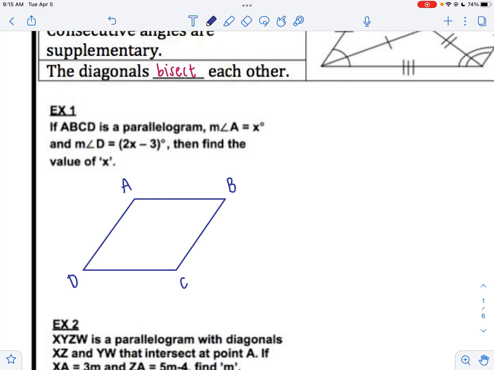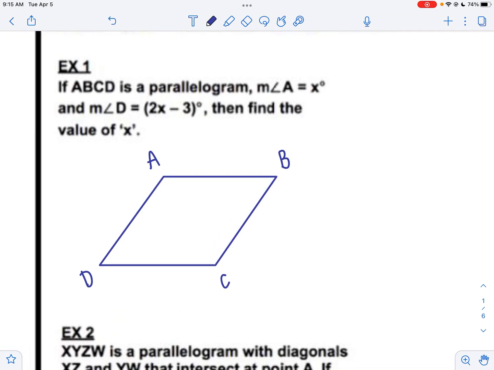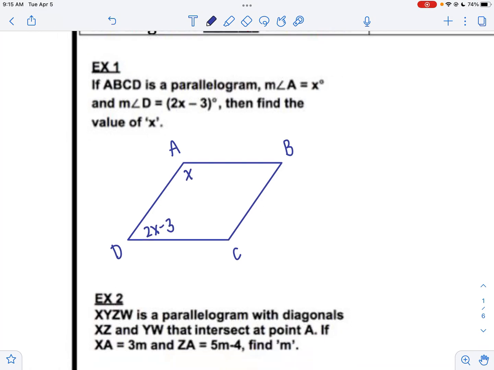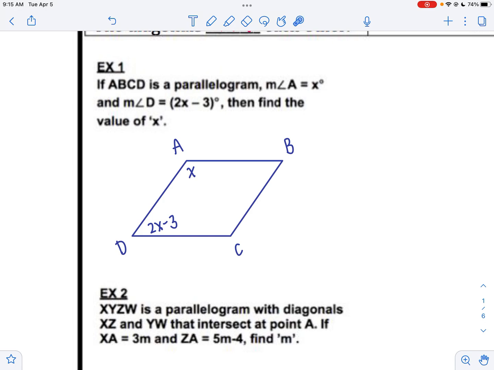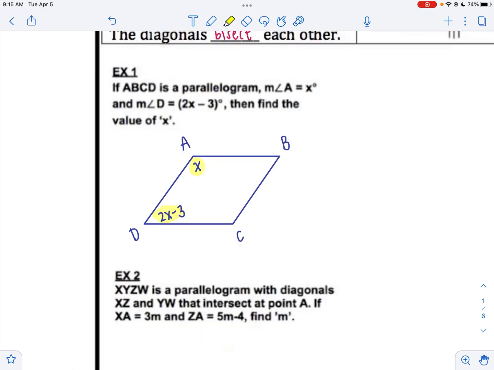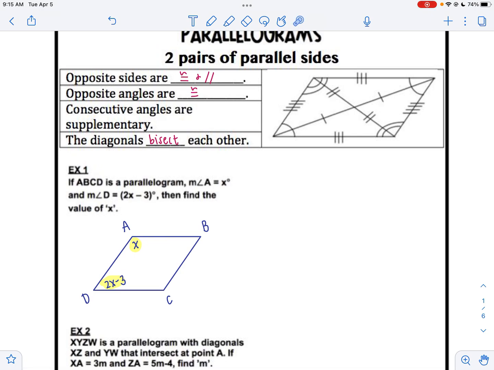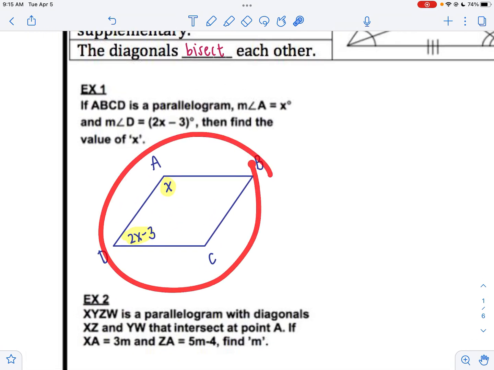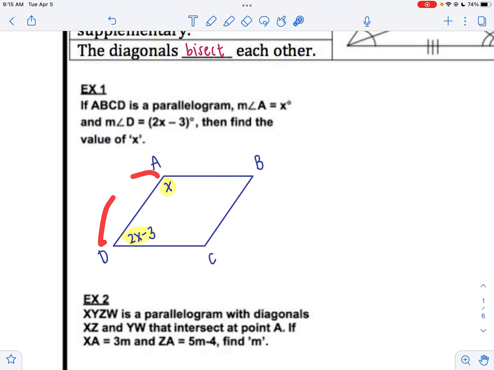So if ABCD is a parallelogram, then it tells us that angle A is x and angle D is 2x minus 3. Well, if I'm looking at my picture, I notice that angle A and angle D are consecutive, that means that they're next to each other. So if the angles are consecutive, if I go back, consecutive angles are supplementary. So if they're next to each other, I'm going to add these together and set it equal to 180. Now, what's kind of weird about parallelograms is the whole thing adds up to 360, but half of it will be 180.